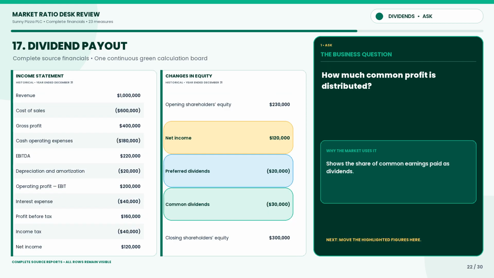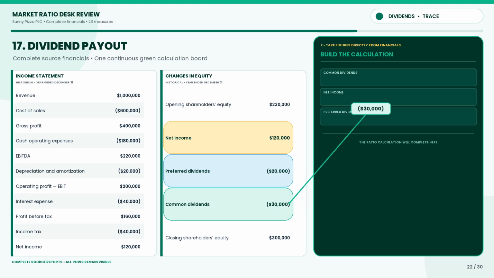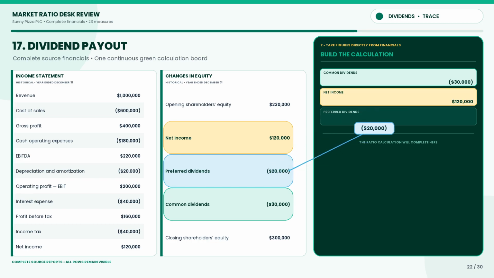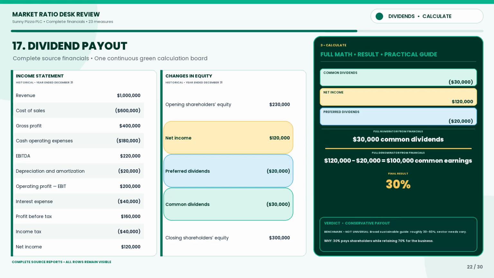How much common profit is distributed? Shows the share of common earnings paid as dividends. Common dividends are $30,000 and common earnings are $100,000. 30,000 divided by 100,000 gives a 30% payout ratio. A 30% payout means Sunny Pizza distributes 30 cents from each dollar of common earnings.